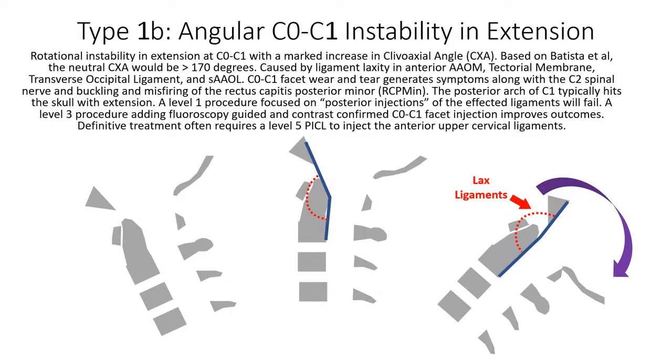So you probably know that there's this thing called a clivoaxial angle, and that's basically the angle between the skull and the dens of C2. So this is C1, this is C2, and this is the skull, or C0. Now, when you come into extension, the ligaments up front here are what stop your skull from banging into the back of C1. If those ligaments get injured or become lax, that can lead to instability, and that's this type 1 angular instability in extension.